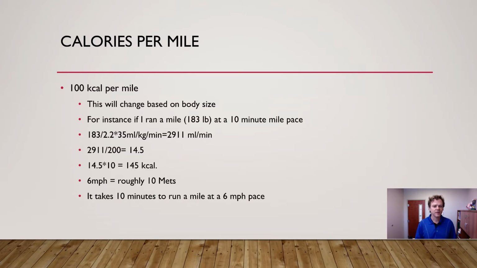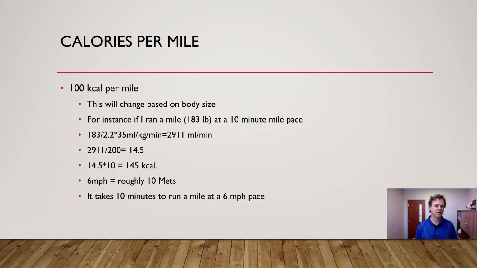So for me, if I ran a mile, I could run a mile easily in 10 minutes. That would be a 6 mile per hour pace. It really doesn't matter how fast you run the mile, because if you run it faster, then you're just running for a shorter period of time. So that 6 miles an hour creates numbers that are easy to work with, so that's what I went with. My weight is 183, give or take.